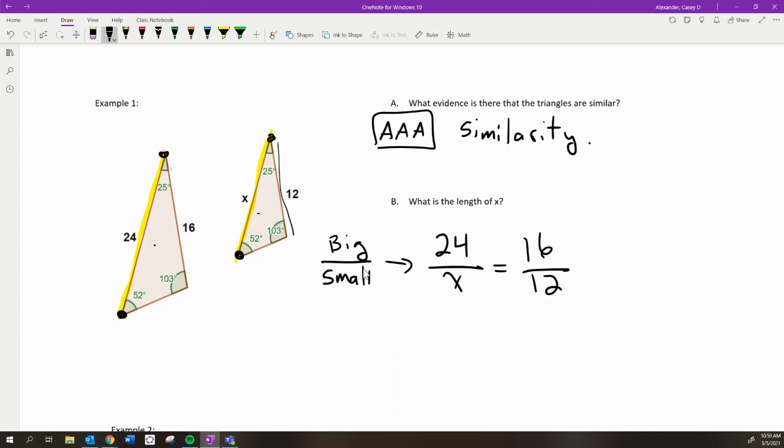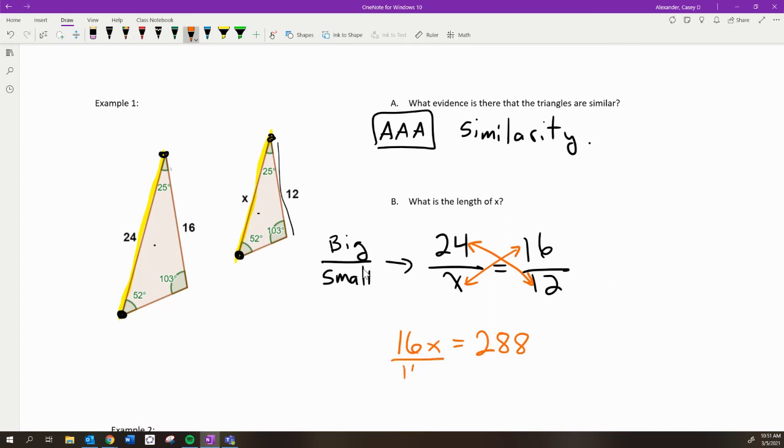And then you can solve this in any number of ways. I know, for instance, that 16 is 2/3 of 24, and so I could figure out, well, what number is 12 2/3 of that number. But just for the ease of demonstration, I'm just going to do this cross product thing. And I know that I'll get 16 times x, and then 24 times 12 is 288.